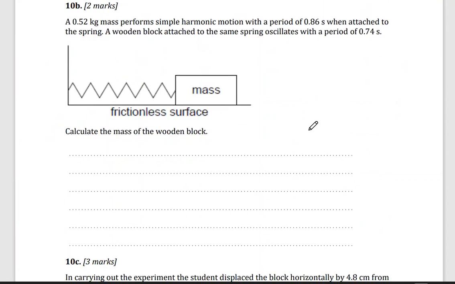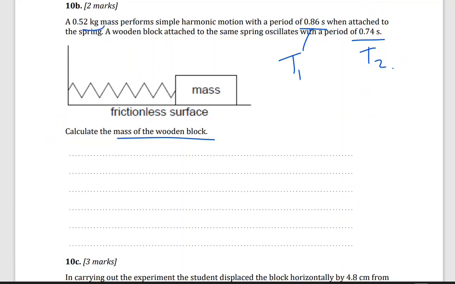Second part of the question, B. A 0.52 kilogram mass performs simple harmonic motion with a period of 0.86 seconds. So this is T, capital, the period. When attached to the same spring, a wooden block oscillates with a period of 0.74 seconds. So if I call this T1, this will be T2. Calculate the mass of the wooden block.